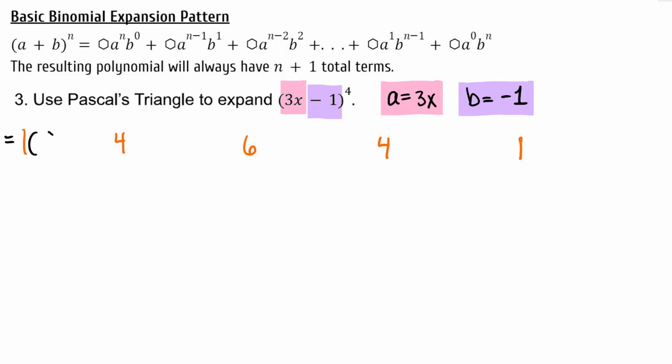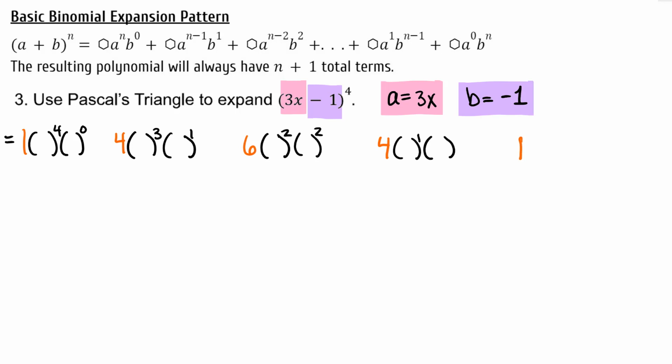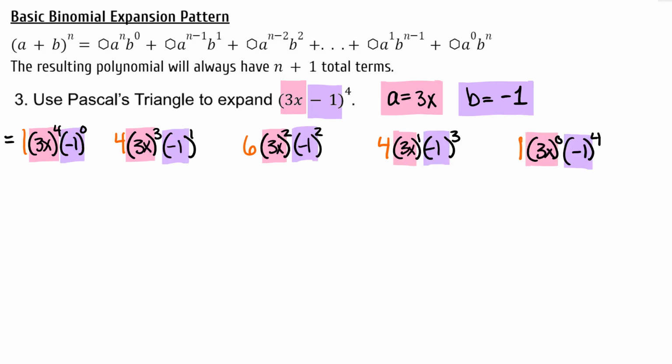Our pattern should be a to the power of 4 times b to the power of 0. The next term will have a to the power of 3 times b to the power of 1. The next term will have a to the power of 2 times b to the power of 2. The next term will have a to the power of 1 times b to the power of 3. And the final term will have a to the power of 0 times b to the power of 4. At this point in time, check to make sure the exponents in each term add up to be 4. Now, until we know the signs, each of these will be addition.